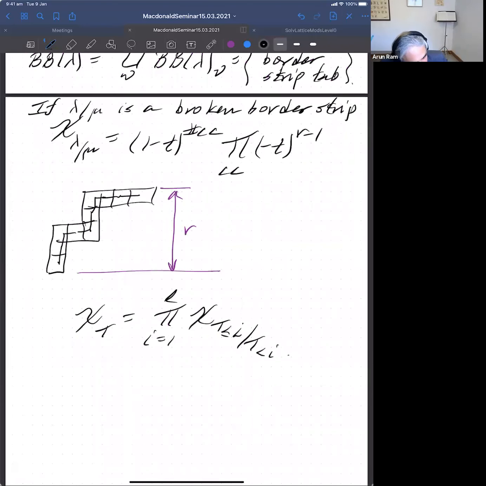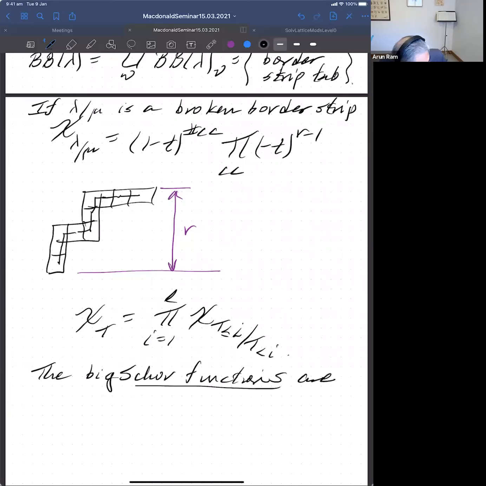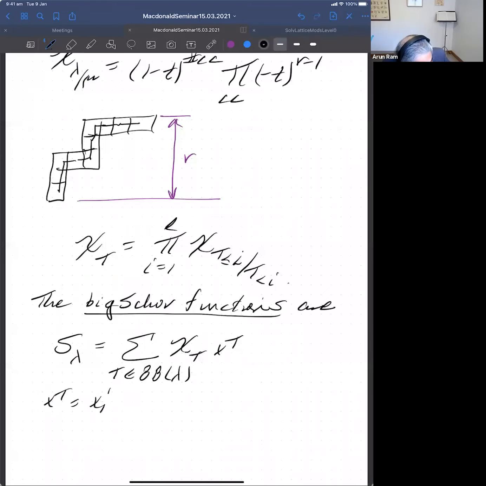Okay, so now the big Schur functions are the following symmetric functions. Big S is the sum over all the broken border strip tableaux of shape lambda, of chi of the tableau times x to the t. As before, x to the t is x1 to the number of 1s in t up to xn to the number of n's in t.